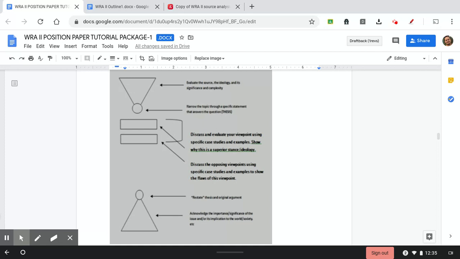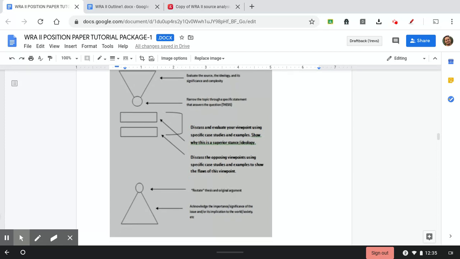As you go through that source analysis, you end with your thesis. So you narrow the topic through a specific statement that answers the question. I cannot stress that point enough. Your thesis statement must answer the question. If you do not answer the question, your thesis does not exist.